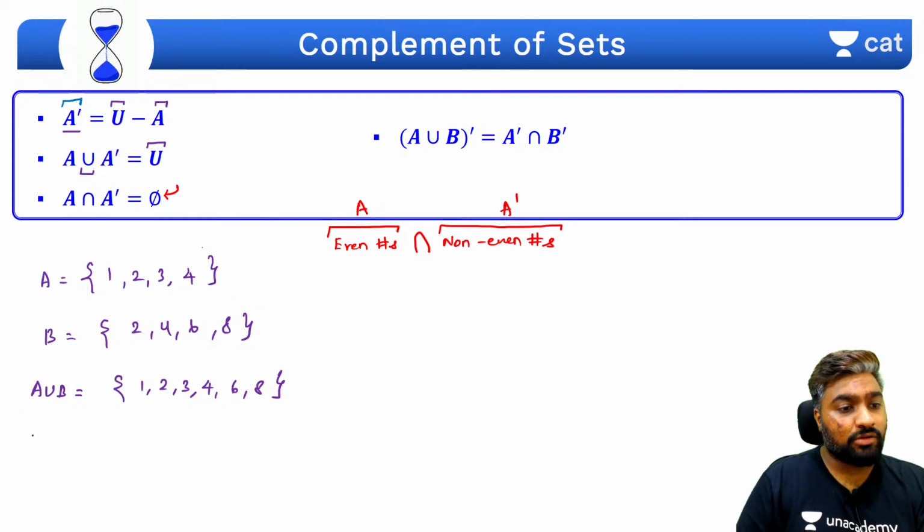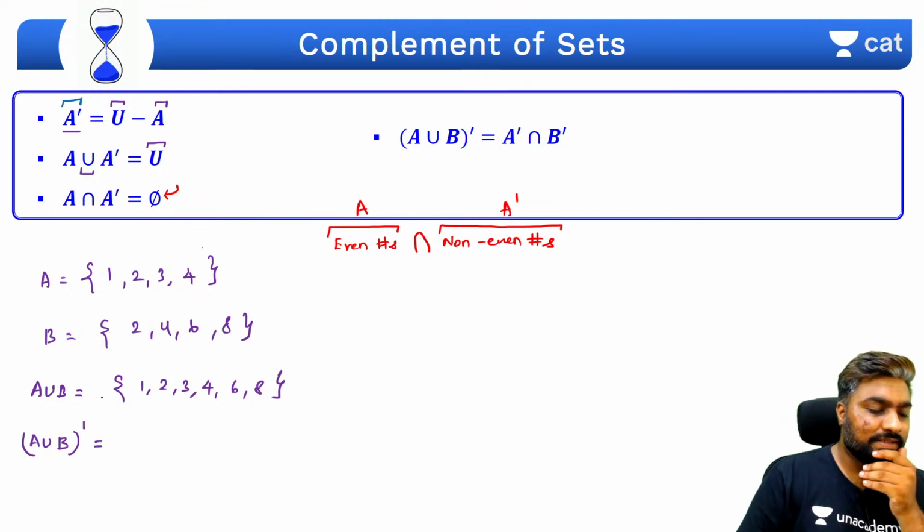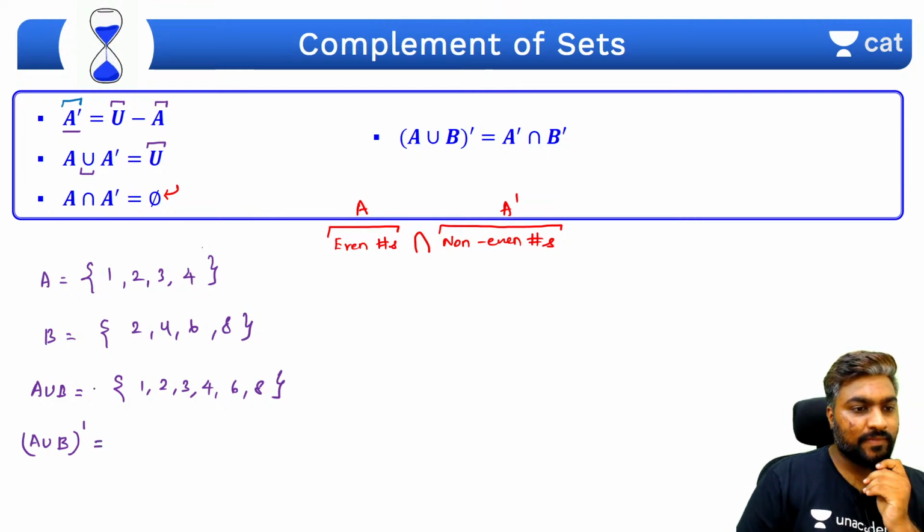Now, if I want to find out the complement of the set, A union B, the whole complement. Things that don't belong in A, things that don't belong in B will be what in this case? Anyone? Anyone, guys?